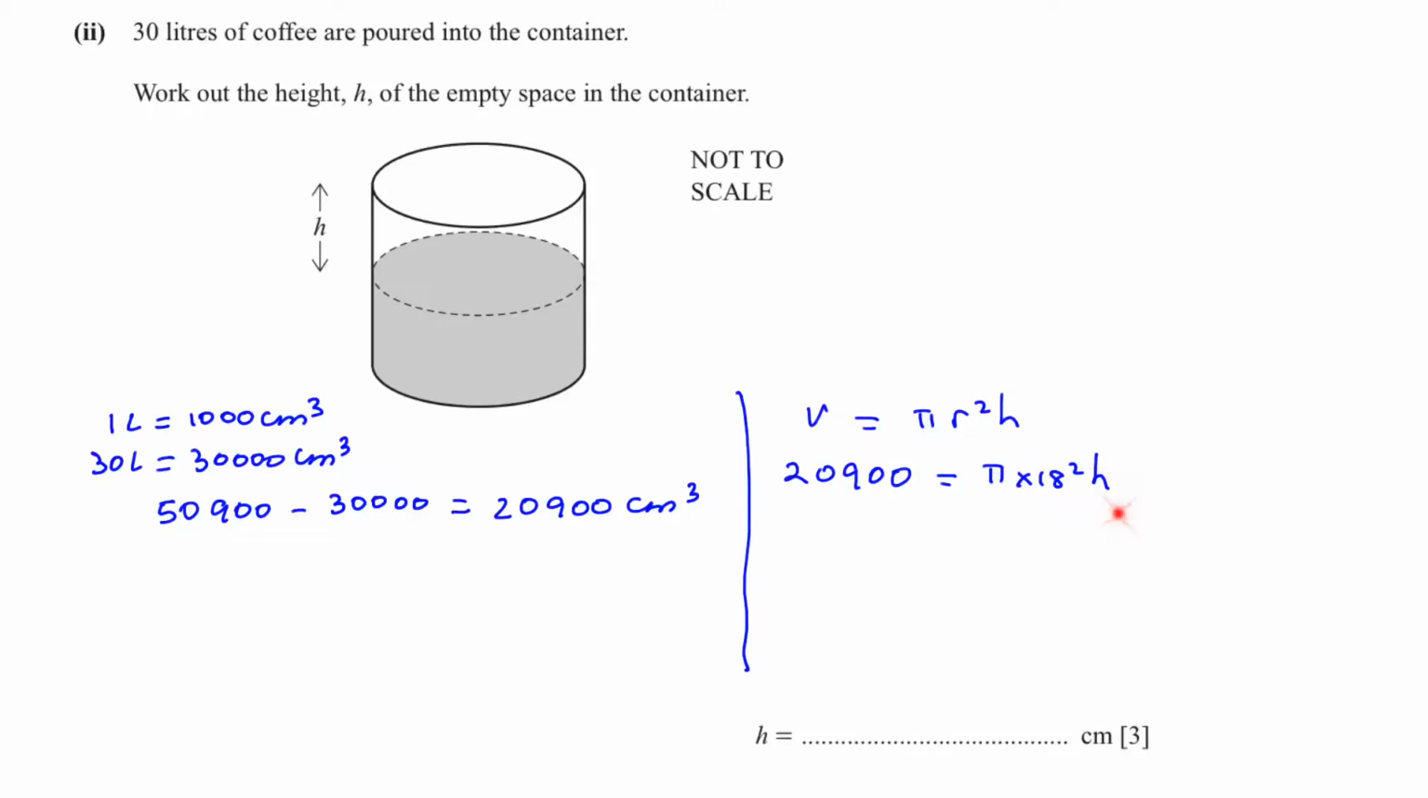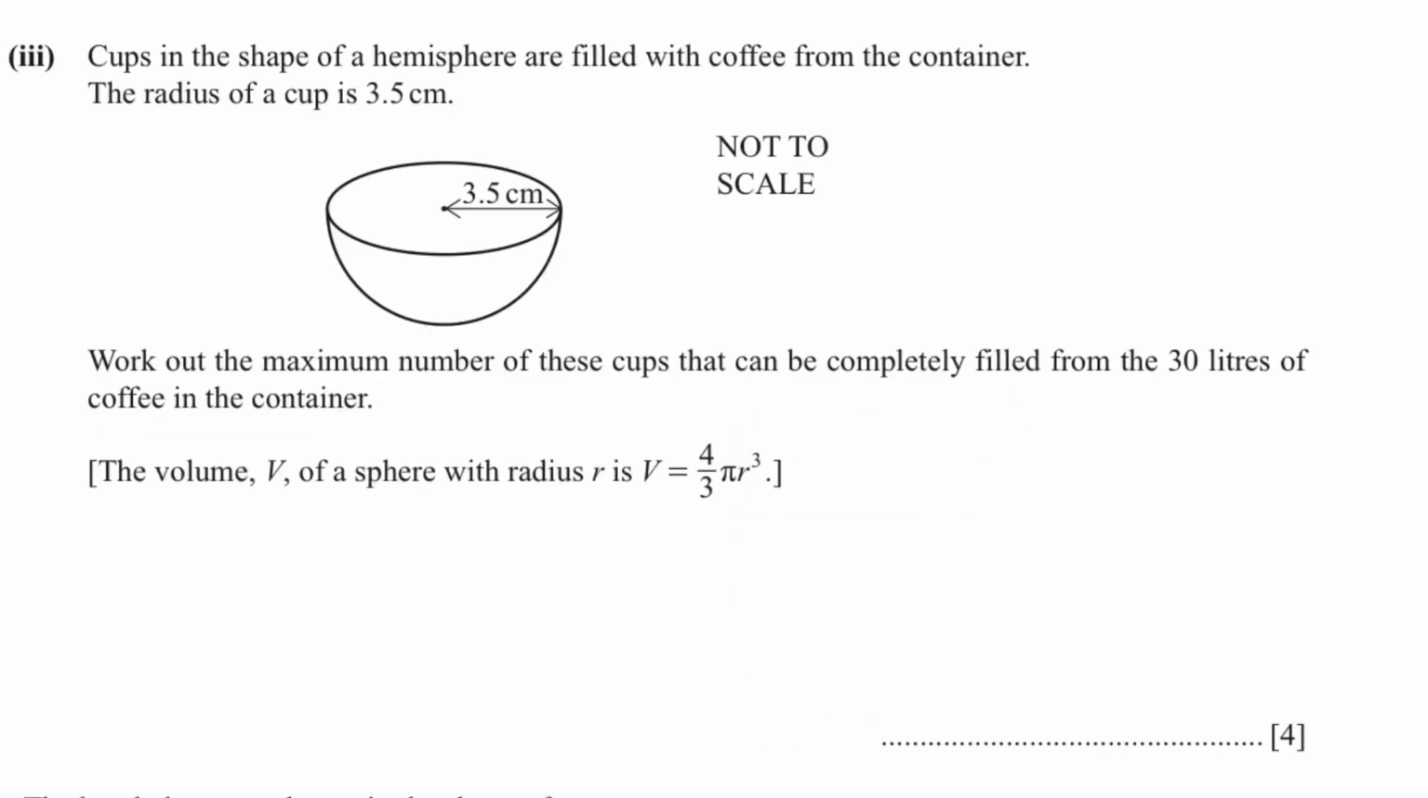As you want to find h, we are going to make h the subject. This is a multiply. When I bring here, it will become a divide. That is equal to h. So 20.53 is h, rounding it to one decimal place. 20.5 centimeter is our height.